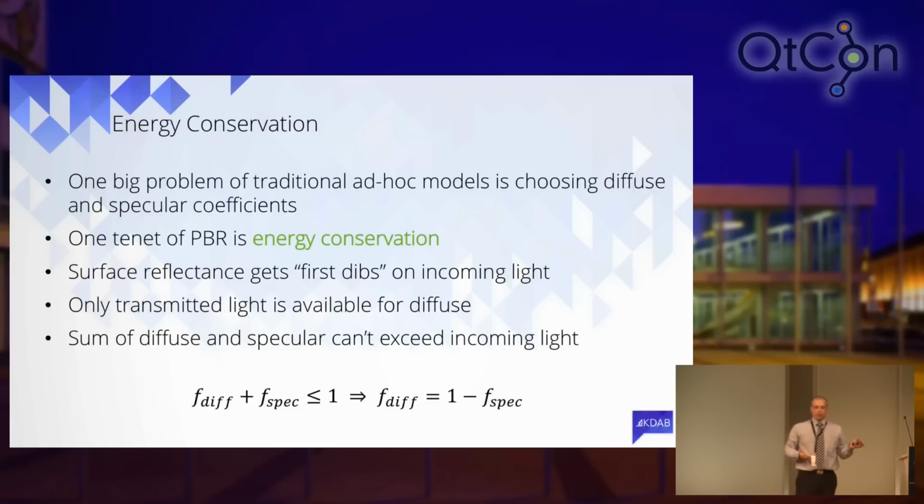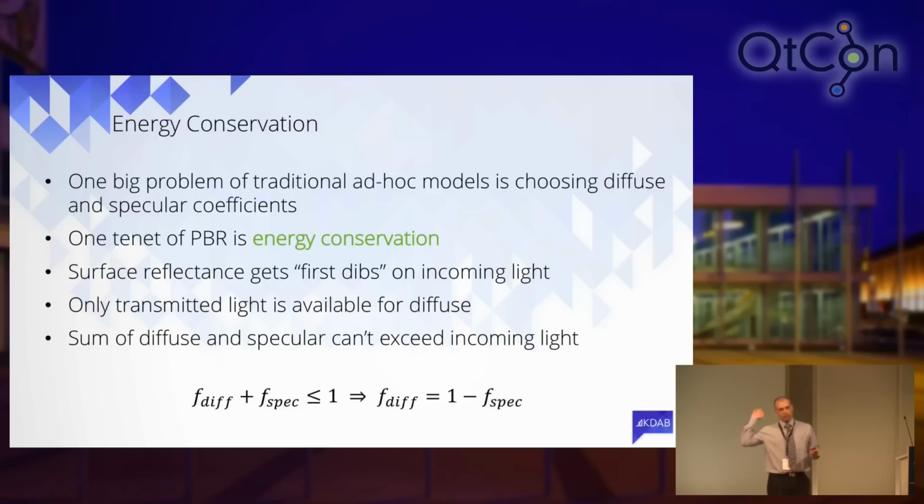So the surface reflectance gets first dibs on that light. Really, the specular term is the one that gets calculated first, and then the amount of light that's left available for diffuse reflection is basically 1 minus that percentage. The diffuse term may then attenuate it more by having more absorption, but the maximum amount it can be is 1 minus the specular contribution. So that's simple energy conservation.